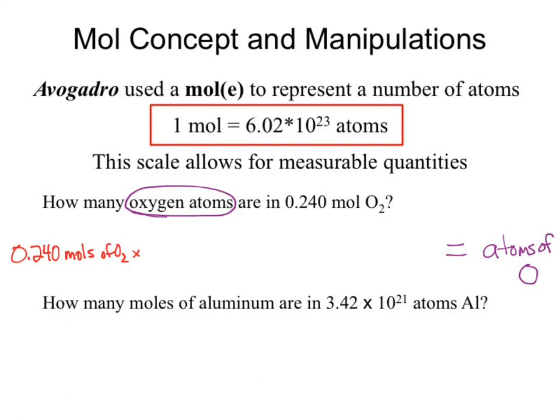This says moles of O2. What are we trying to get to? Atoms of O. Are those units the same? Nope. So very clearly we have to do a conversion. So, does our moles of O2 exist in our answer? No. So that needs to be gotten rid of. Okay. What do we want for our answer?